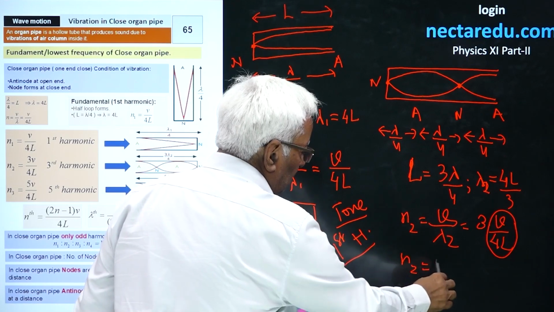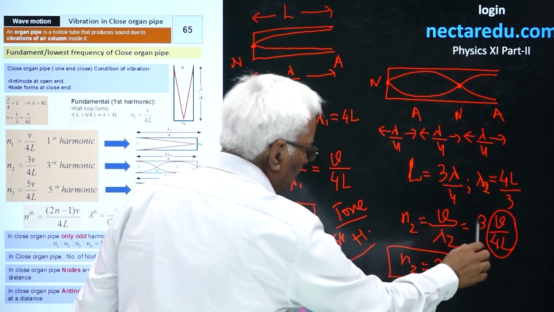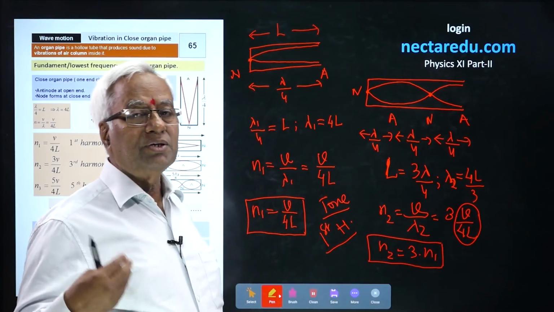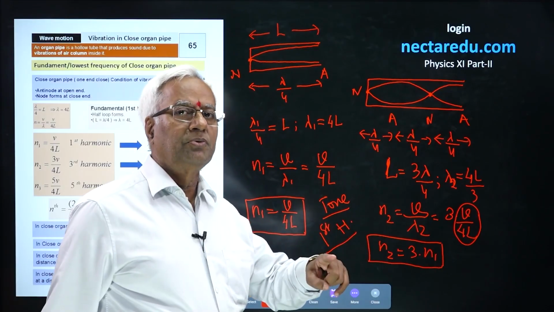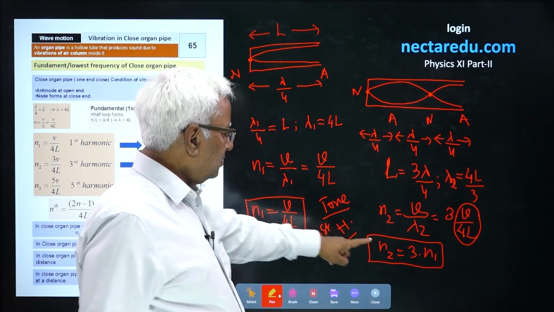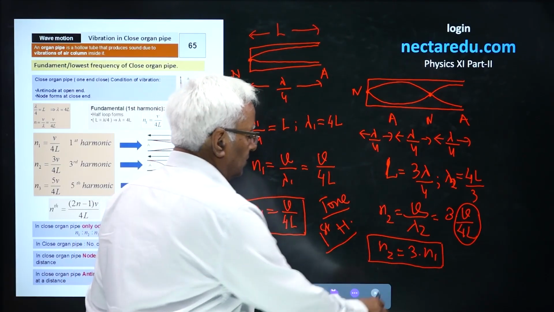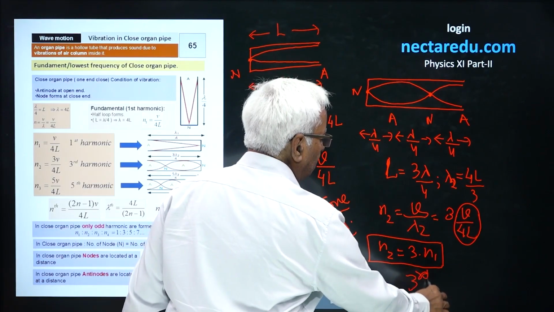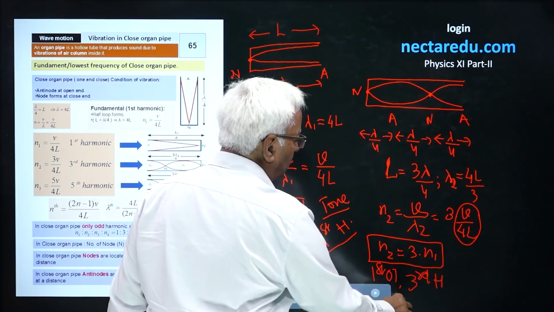N2 becomes equal to 3 N1. Since it is higher than the previous one, this will now be termed as overtone. It is the first overtone. As it is 3 times the first harmonic, we will call it third harmonic. Third harmonic and first overtone.